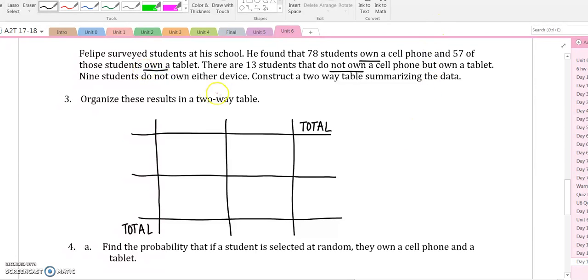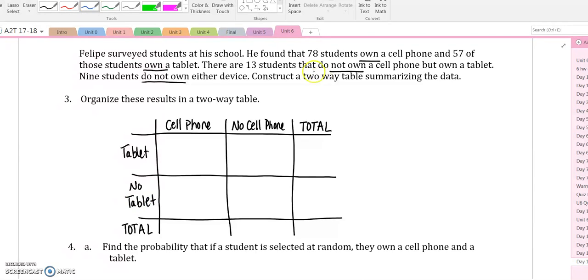We know numbers for owning a tablet and for not owning a tablet. So that's how I'll set up my categories. I'll say cell phone, and then no cell phone, and then tablet, and no tablet. And then you just have to be really careful that you put things in the right spot. 78 students own a cell phone, so that's a total for cell phones, because it didn't specify tablet or not tablet. So I'd say cell phone, that's my total, 78.